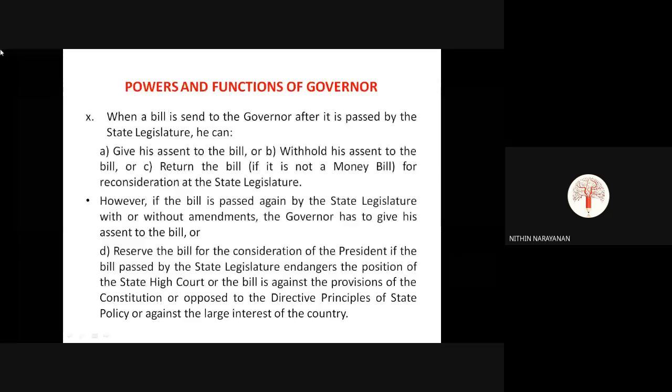However, if the bill is passed again by the state legislature with or without amendments, the governor has to give assent to the bill. So governor finally അത് അംഗീകരിച്ചു കൊടുക്കുക എന്ന ഒരു ഇത് മാത്രമേ ഉള്ളൂ. ഓക്കെ.